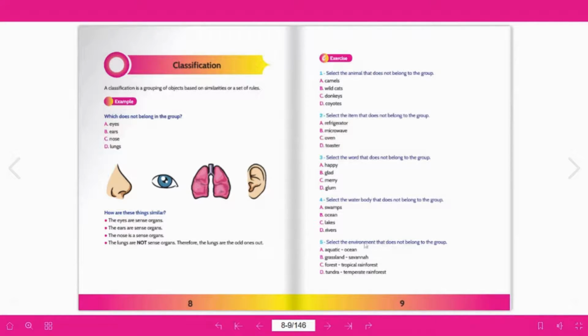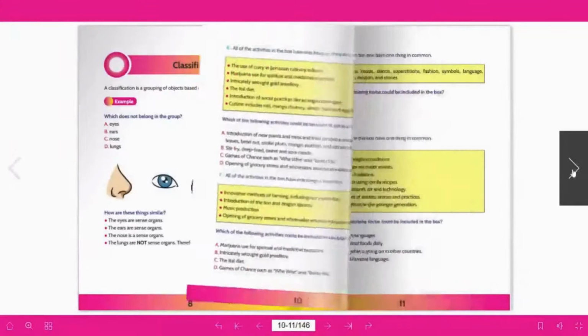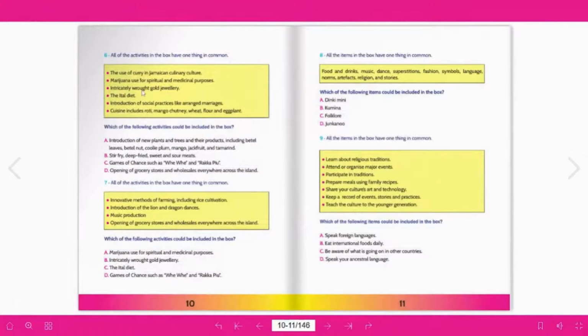Okay, guys, an aquatic environment. The ocean is an aquatic environment, so this matches. Grassland, savanna, yes, savanna is a grassland. Tropical rainforest, that's a type of forest. So the one that is out is temperate rainforest for tundra. So a temperate rainforest is not an example for tundra biome. So this is the answer. Correct. All right, and we're going to stop at question number 6.